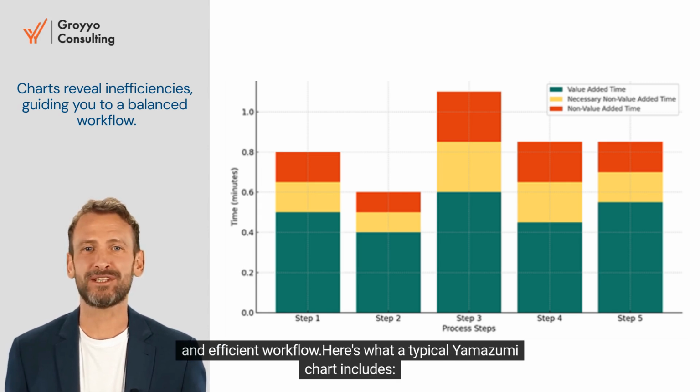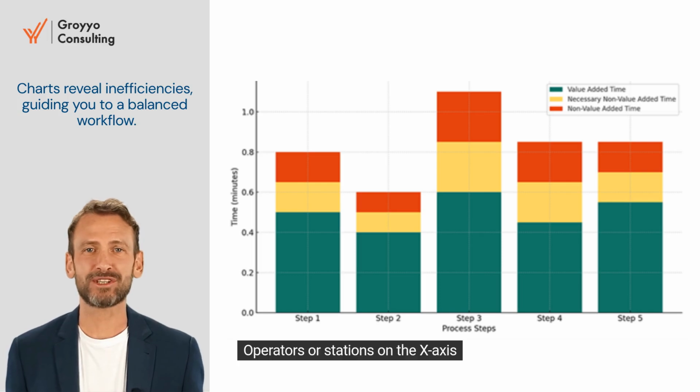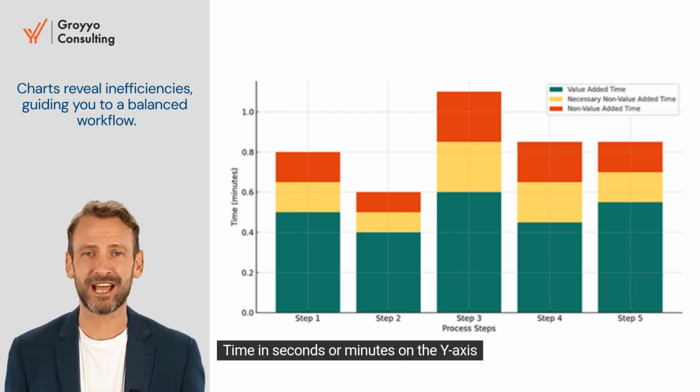Here's what a typical Yamazumi chart includes. Operators or stations on the x-axis. Time in seconds or minutes on the y-axis. A red line showing the task or cycle time. Color-coded segments for each task.